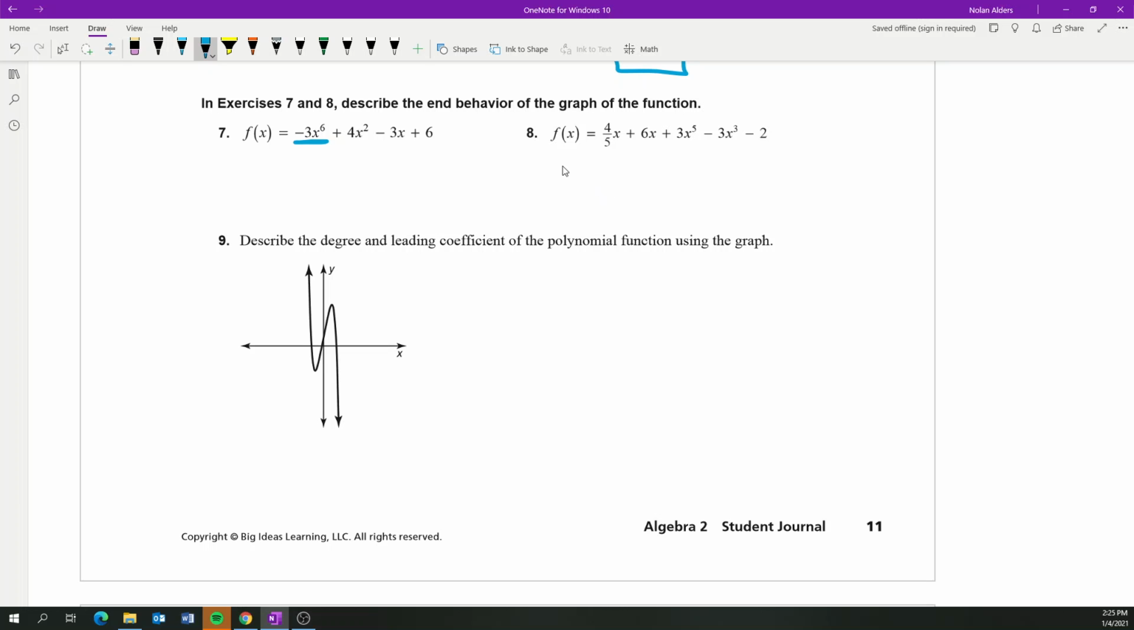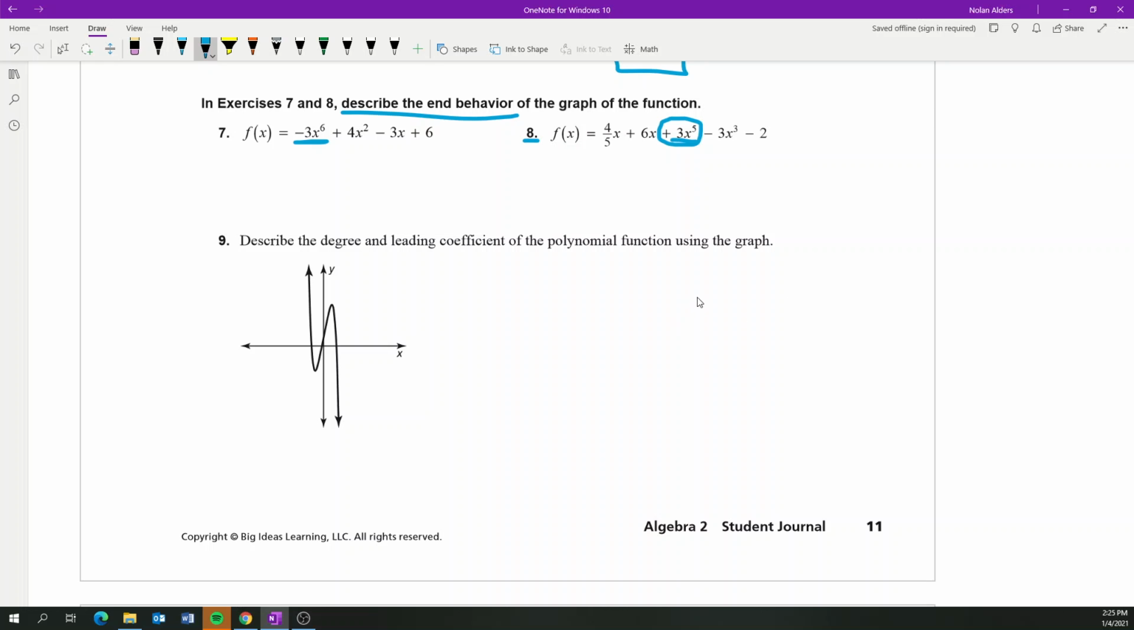I'll leave number 7 for y'all to do, and we'll look at number 8. So number 8, which one has the largest exponent? We can see this is a 1, 5, 3, and 0. So we're going to go with this one right here. This has the largest exponent. So we're going to take this term, and this will help us describe the end behavior.